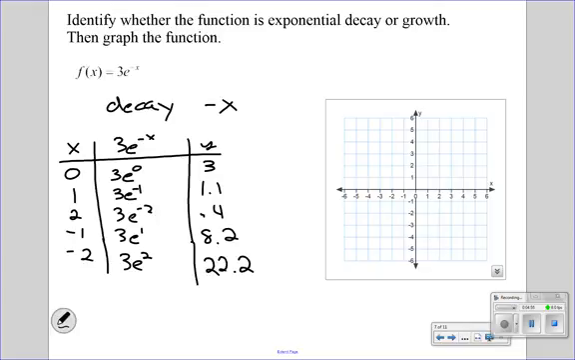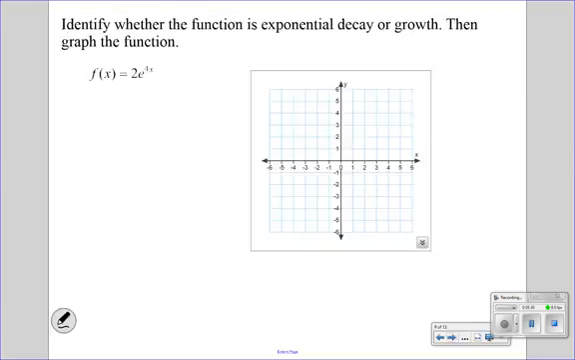So we can graph this. We have the points (0, 3), (1, 1.1), (2, 0.4), and then (-1, 8.2), so that's going to be up here, and (-2, 22.2), so that's going to be way up here. And so we can graph, and we remember that our exponential growth or decay functions are not going to cross our x-axis because e is a positive number, so raised to any power, it's going to be a positive number. So it's not going to cross our x-axis. It's just going to get closer and closer to it.